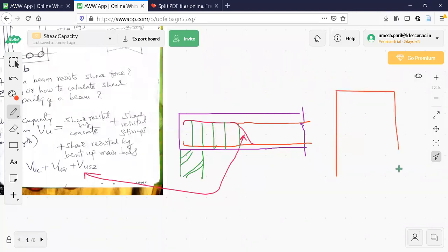This is the cross section of the beam. Now what has happened is, if you take the section somewhere here, section is taken here and you are observing, out of 4 bars, 2 bars are already there. Remaining 2 bars have come here because they are bent up. Originally, these 2 bars were at the bottom. If you take the section here, what will happen?